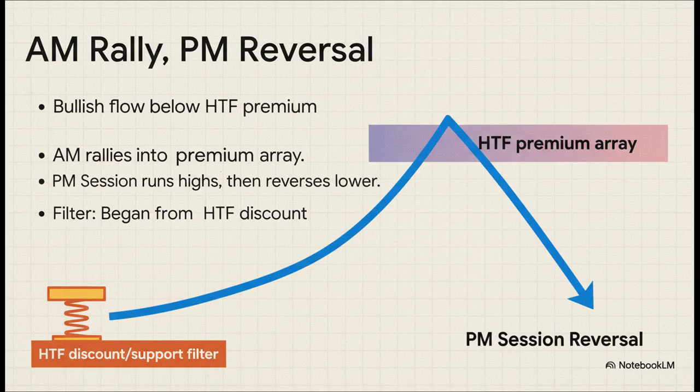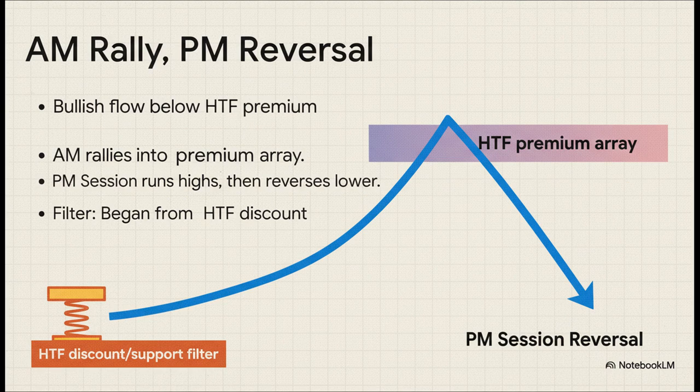So what's the setup for this kind of reversal? Well, the underlying order flow might actually still be bullish, but the key piece of the puzzle is that price is getting right up underneath a major resistance level, that 4-hour or daily premium array we talked about. The AM session does its job and rallies right into that wall of sellers. That's your trigger. The PM session then goes hunting for liquidity, runs the stops above the lunch high or maybe even the morning's high, and then the reversal really kicks in.